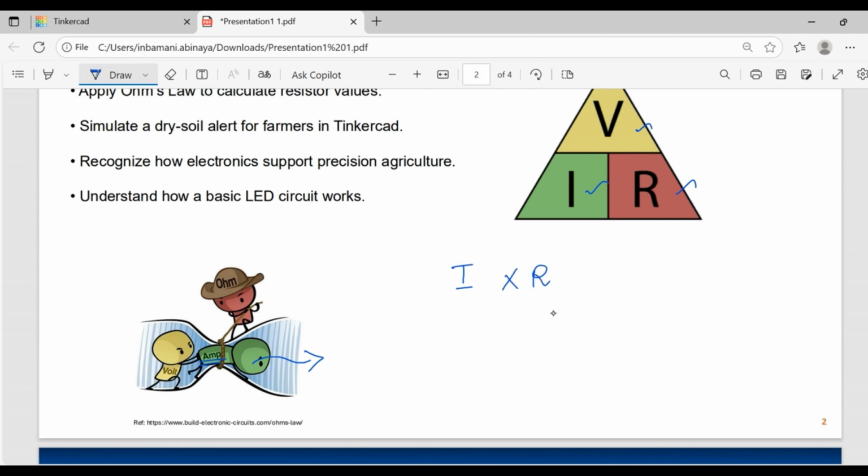Resistance. Resistance is the opposition to the flow of current. It limits the amount of current that can pass through it. It's like a narrow pipe restricting the flow of water. Resistance is measured in ohms.